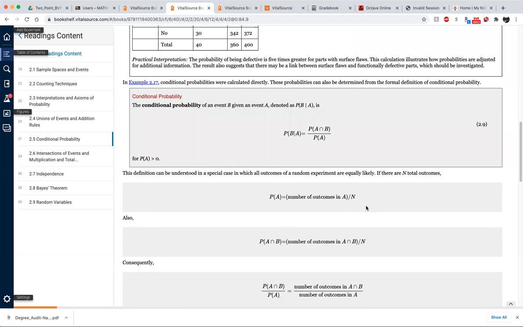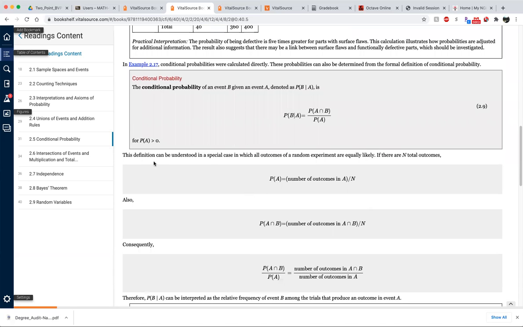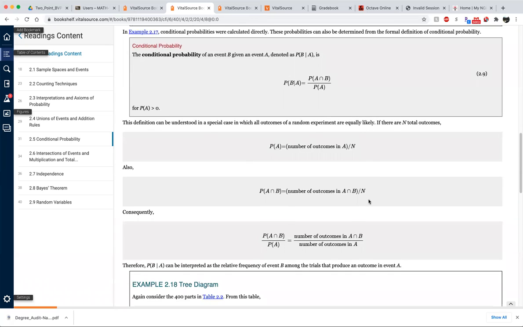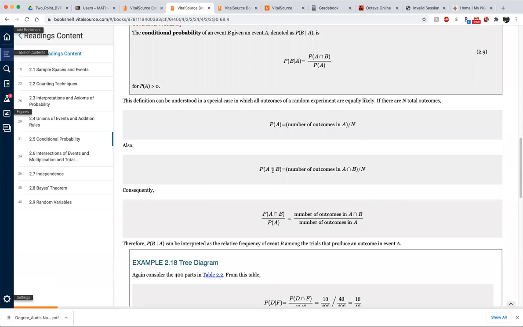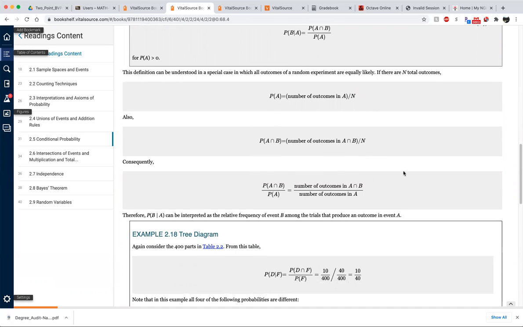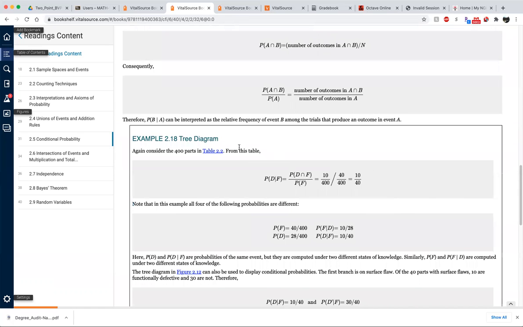Now, let me see. What about this? The definition can be understood in a special case in which all outcomes of a random experiment are equally likely. So we're going to assume that all random outcomes are chosen randomly, so that the probability of each outcome is equal, 1 over n. So now the probability of A intersection B is going to be the number of outcomes in A intersection B over n.